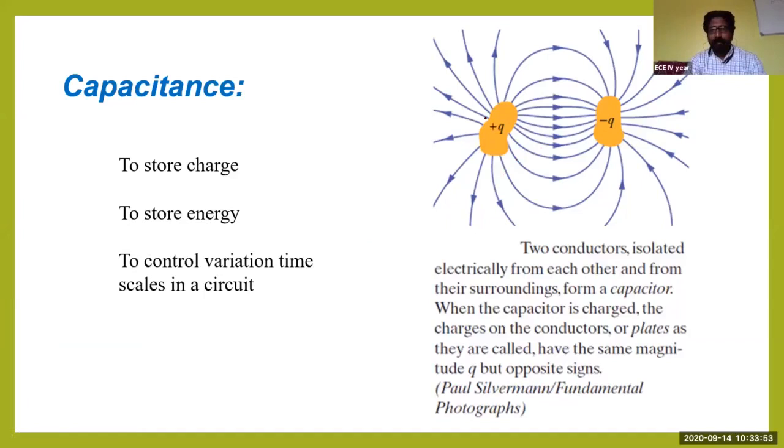Assume this is a vertical plate, and this is another vertical plate. Now on this particular plate A, a positive charge has been settled. On this particular plate B, a negative charge has been settled. That is the meaning of this. This will act as a capacitor. When the capacitor is charged, the charges on the conductors, or the plates as they are called, have the same magnitude Q, but opposite in sign.